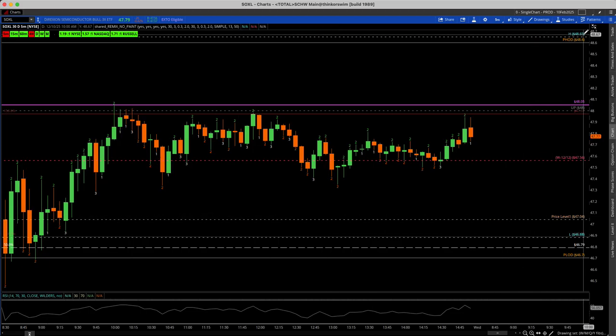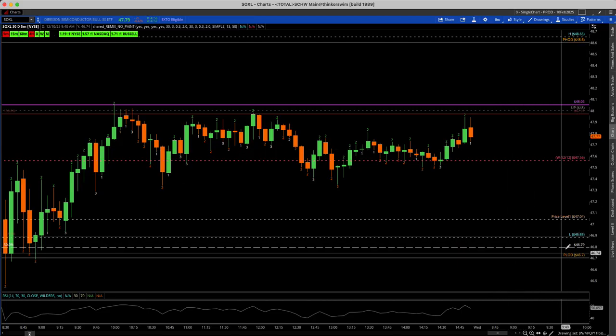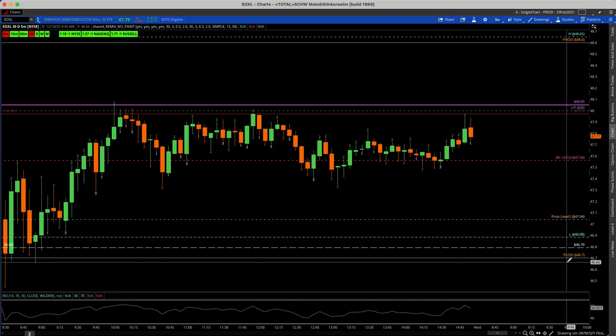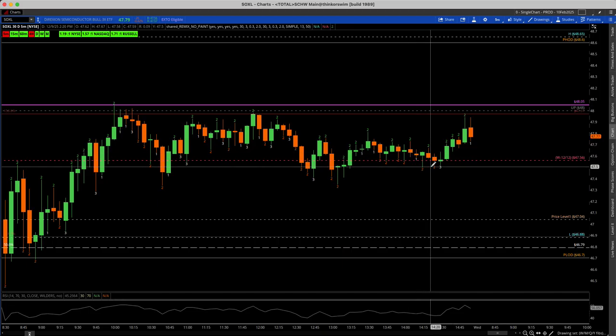All right, so we see here we have our 4-hour levels on the chart. We have the overnight high up here at the top of the chart, along with the previous high of day. Then we've got the overnight low and the previous low of day closer to the bottom of the chart. So pretty wide range for the overnight price action.